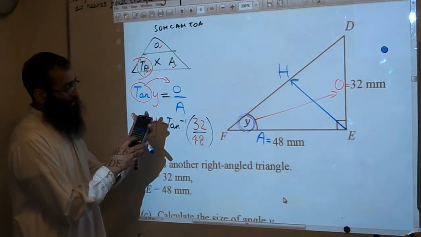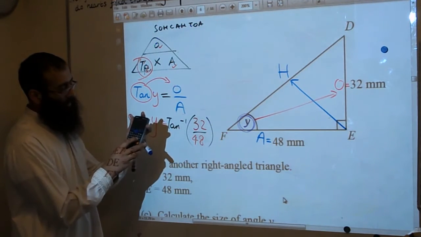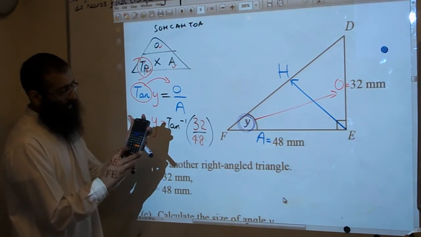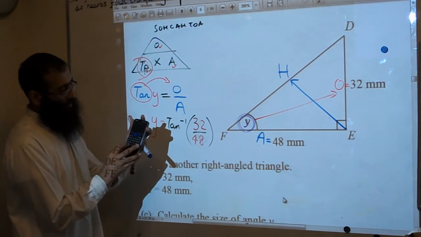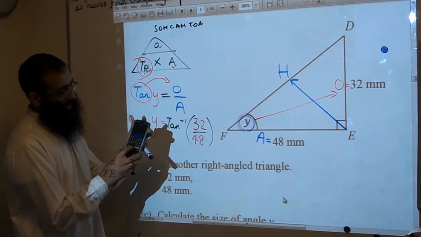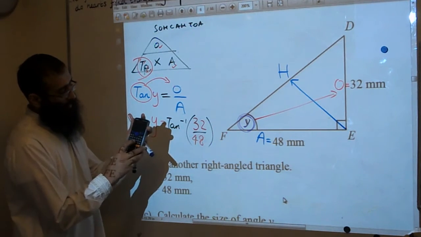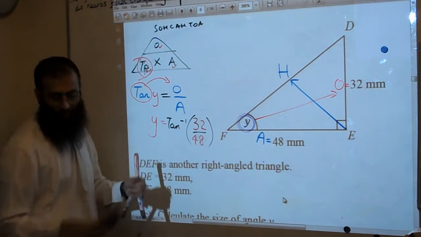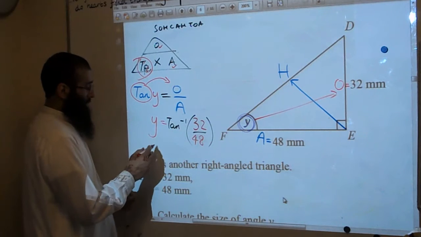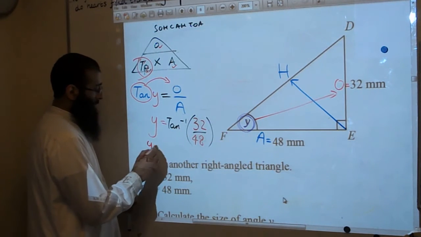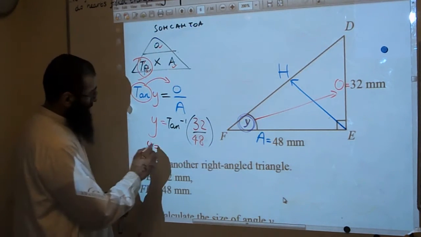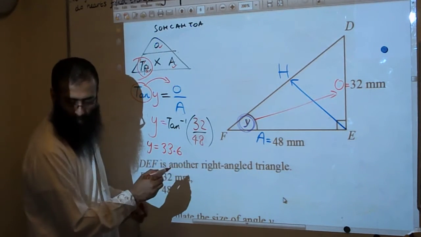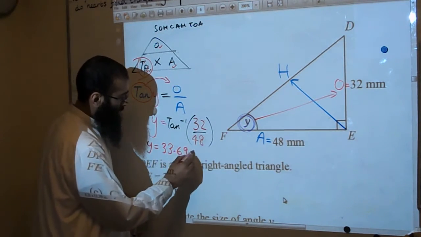Press shift first, then the tan button. Then you press your fraction button. And then you type in 32, replay, 48, replay again. Bring the cursor back up. Press the bracket. Press equal. We'll get an answer of 33.69006. Ramil, can you feed that number back to me, please? Y is equal to 33.69005.